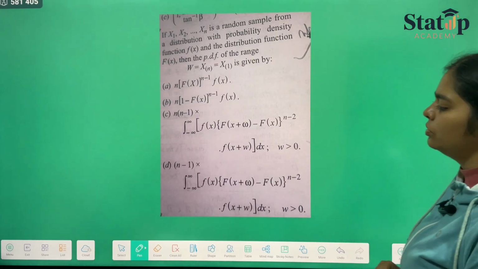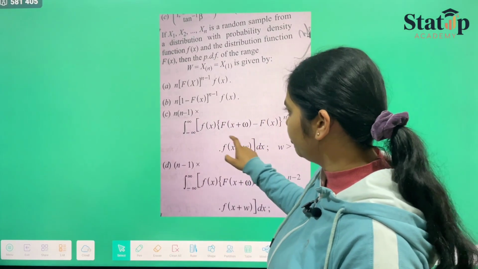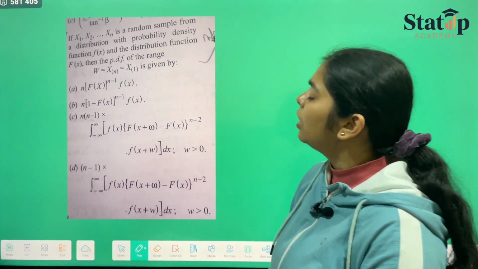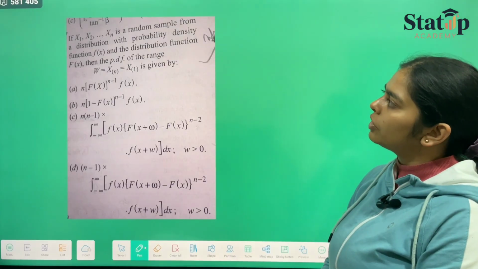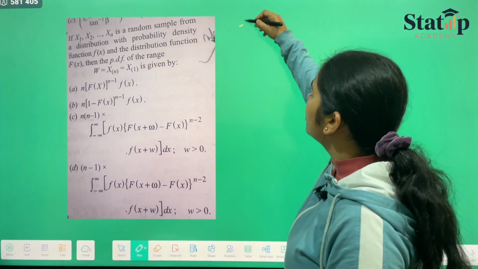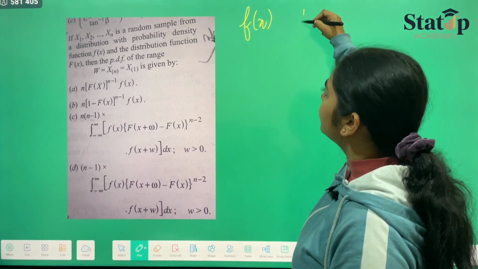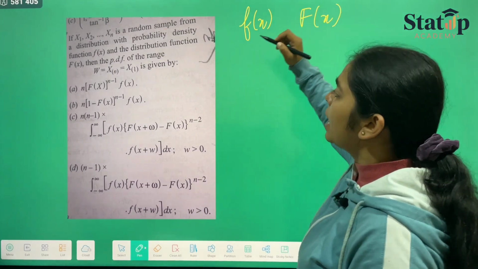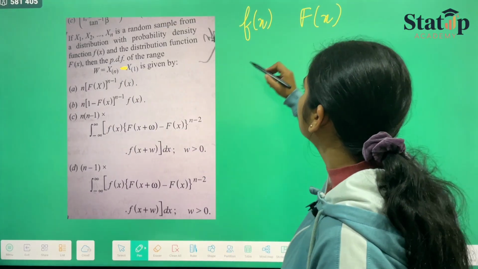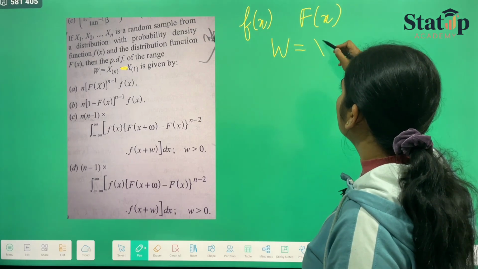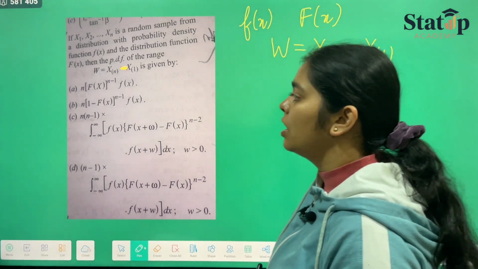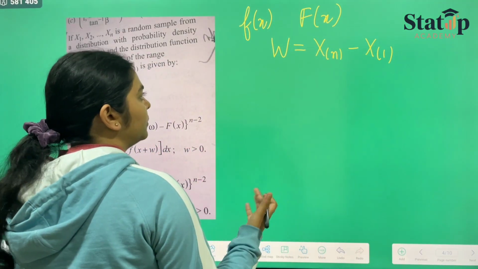Now moving forward to one of the important questions for today. Here they have provided us that X1, X2 up till Xn is a random sample from a distribution with probability density function f(x) and distribution function capital F(x). And the PDF of the range, here it is Xn minus X1. So they have provided us the range, which is the largest observation minus the lowest observation. You just need to know the formula. I am telling you directly.